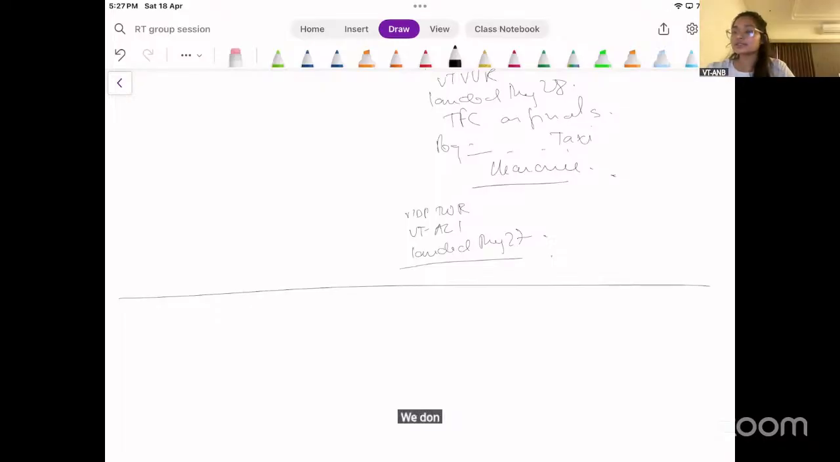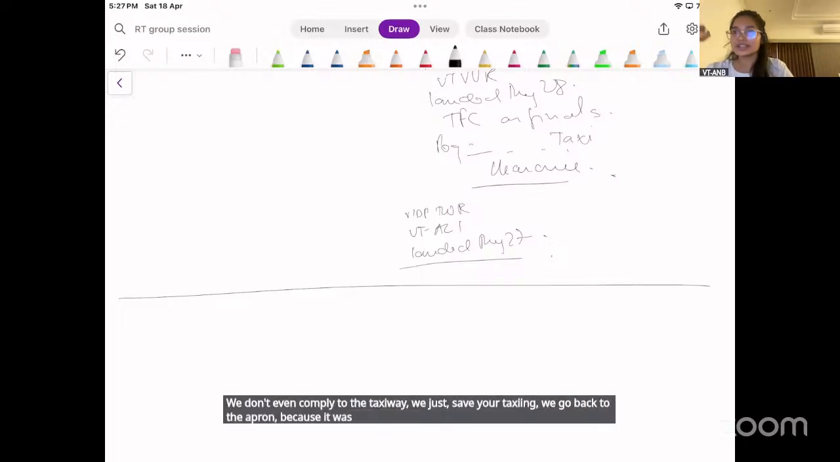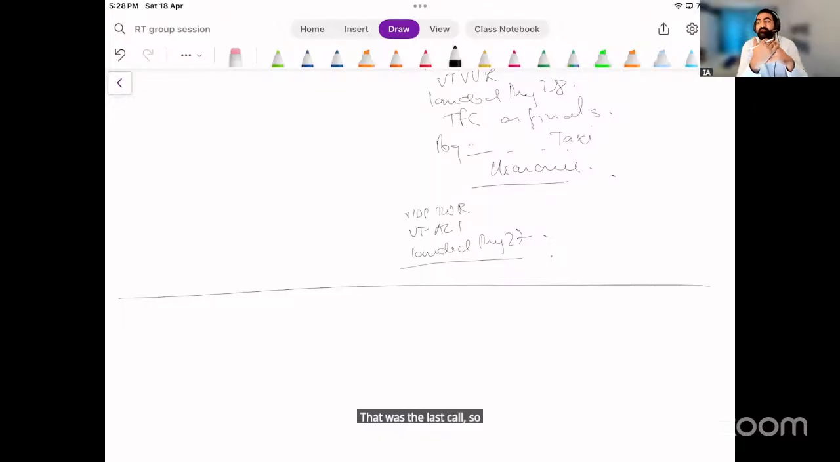We don't even comply to the taxiway. We just say we are taxiing. We go back to the apron because it was an uncontrolled aerodrome. So nobody cares. So we just park. That was the last call. So you getting the taxi clearance is the last call.